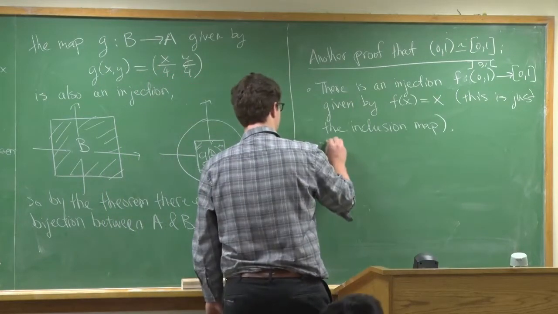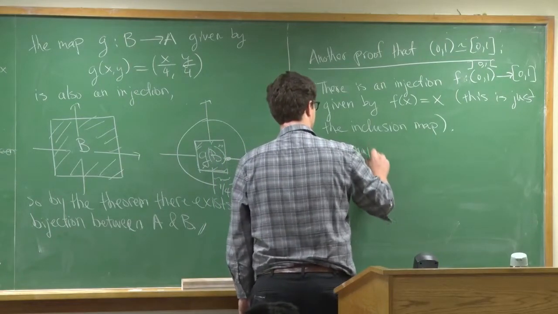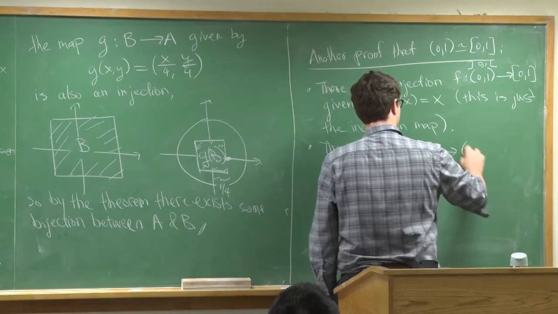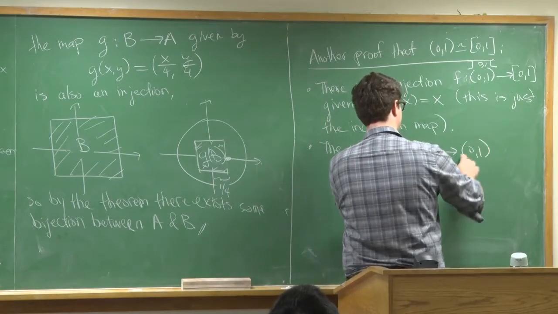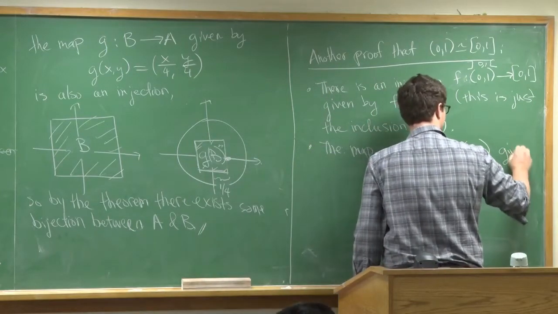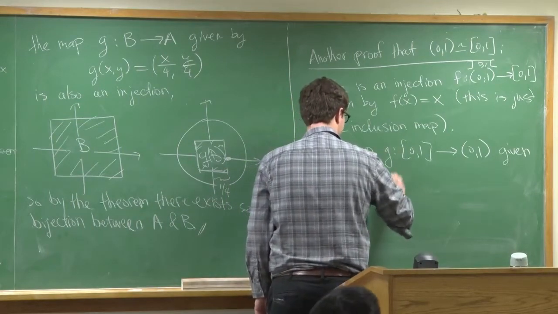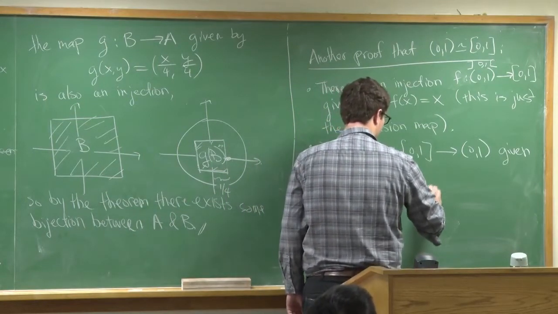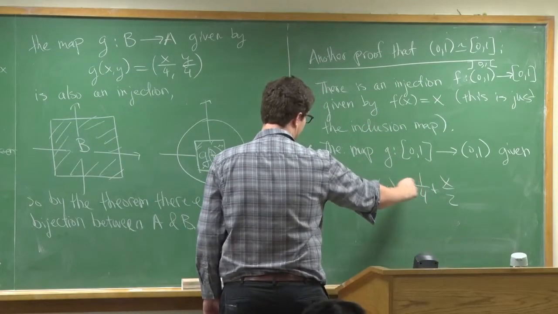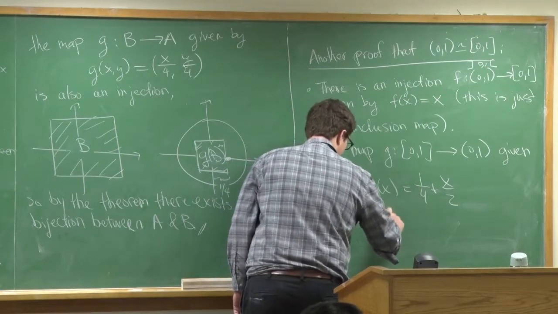okay, and so there's another injection, the map G here. What I'm going to do is shrink this interval and stick it inside this thing here, given by, let's say, G of x is equal to 1/4 plus x over 2. Any line like that, you can check that it's an injection.